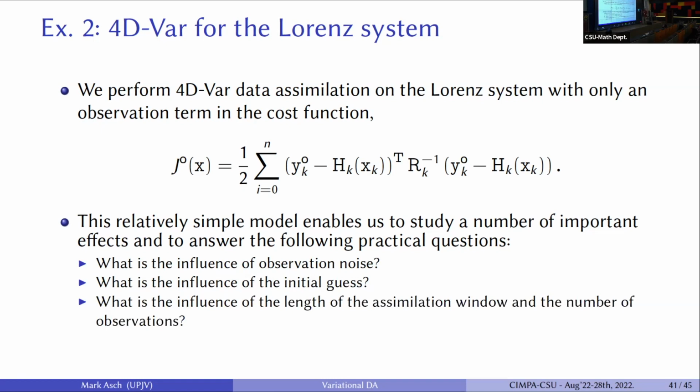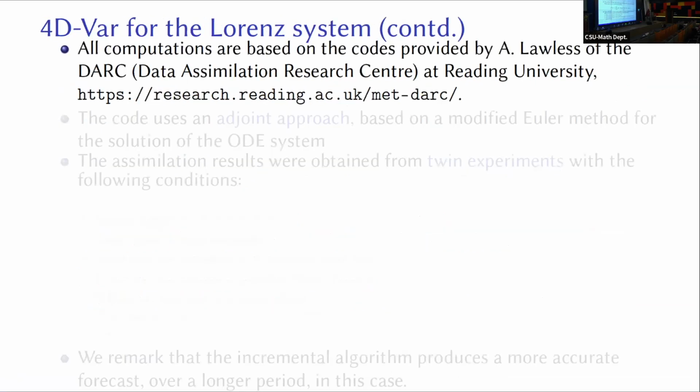For example, what is the influence of noise in the observation? You can play with the value of R, the observation noise, and see how it affects the simulation. You can check what the influence of the initial guess is. You can check the length of the simulation window and the number of observations that you have. When you have more observations, are your simulations more exact and precise? We know the exact solutions because we can simulate the Lorenz system as it is, and so if we try to predict them, we can tell what's happening.